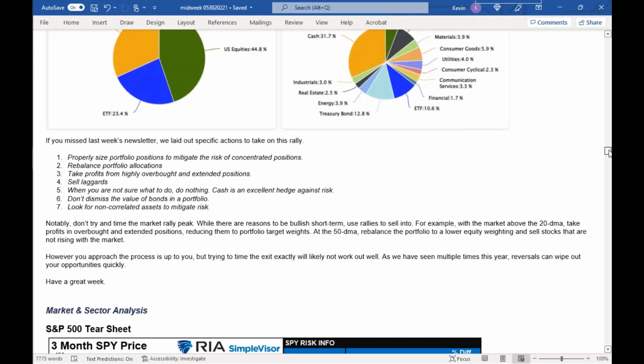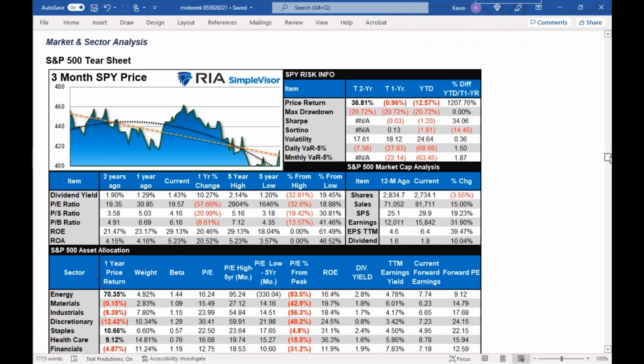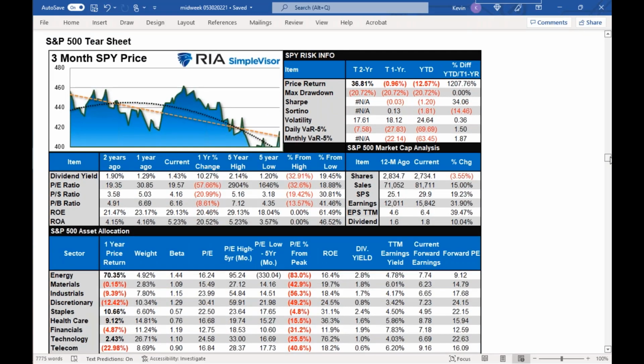Take a look at this chart. I don't know where they got all this from, but take a look at this chart from RIA Simple Visor.